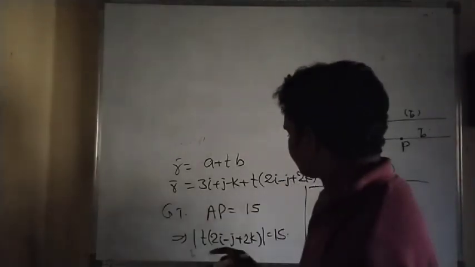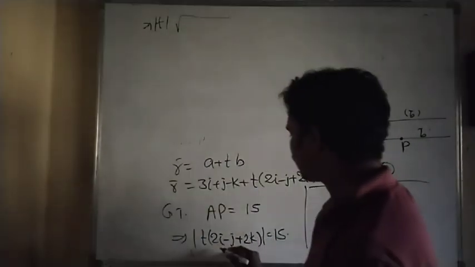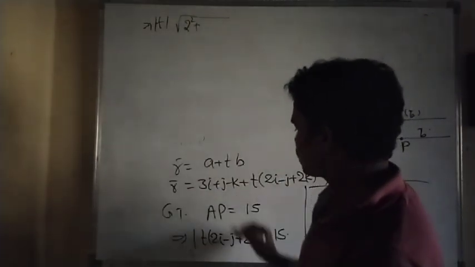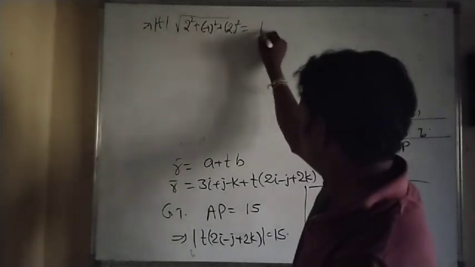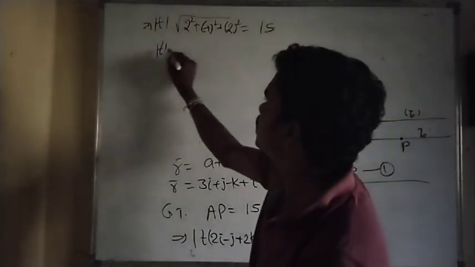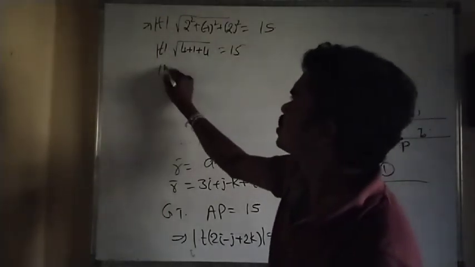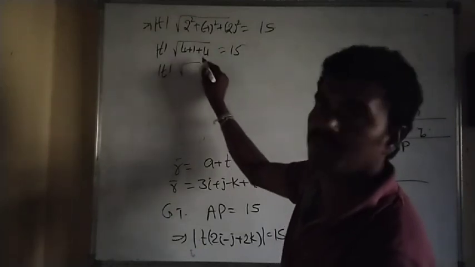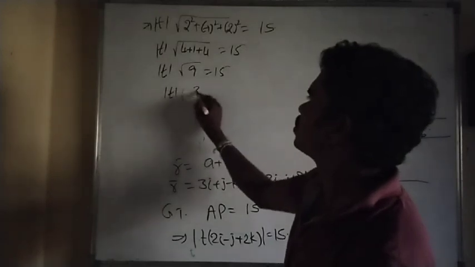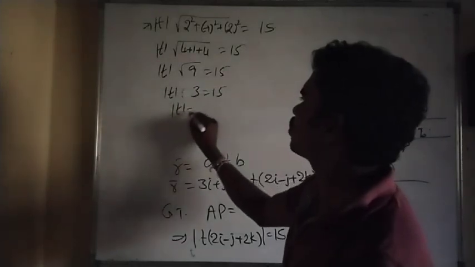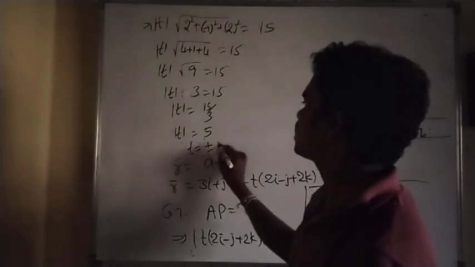Next, simplify this. Modulus t into root of i coefficient 2 square plus j coefficient minus 1 square plus k coefficient 2 square is equal to 15. So modulus t into root of 4 plus 1 plus 4 equals 15. Modulus t into root 9 equals 15. Root 9 means 3, so 3 times modulus t equals 15. So modulus t equals 15 by 3, which is 5. Then t equals plus or minus 5.